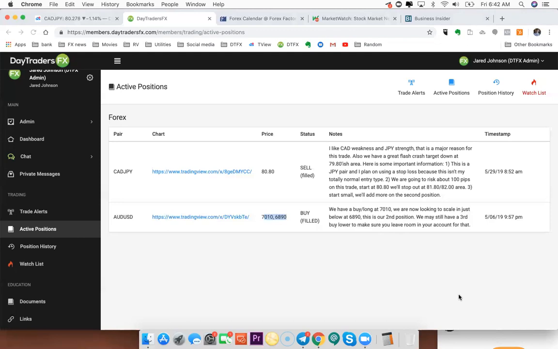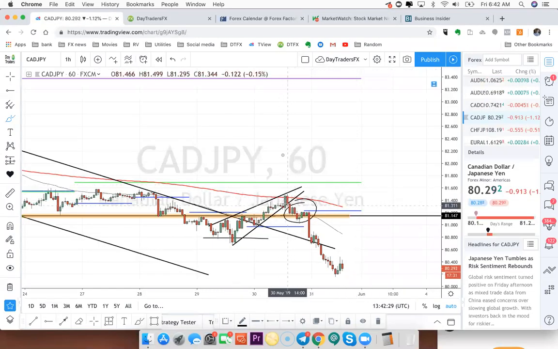But yes, when I'm saying this, I'm not saying, hey, the CAD yen is breaking out, add an extra position every candle, right? I'm saying, hey, we're in at 80.80. It broke out up here. You had an opportunity to add a second position. Just add one extra position, right? One extra position.